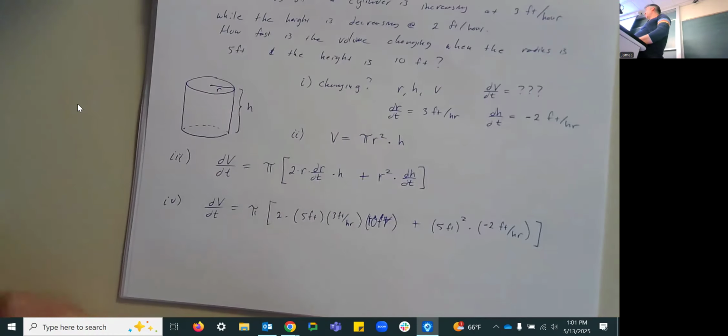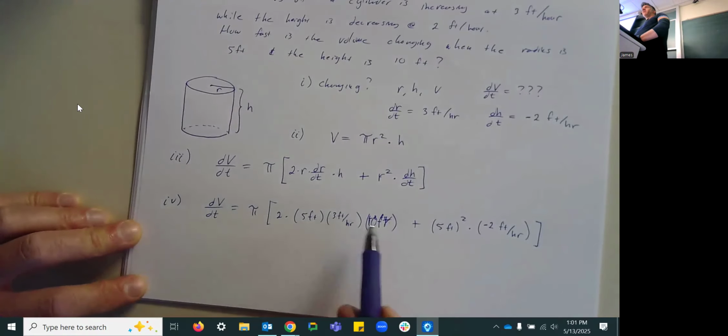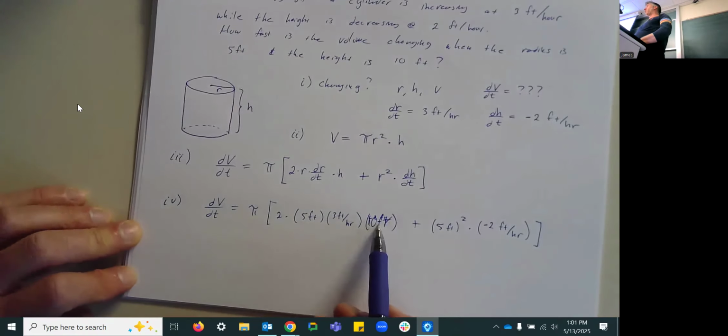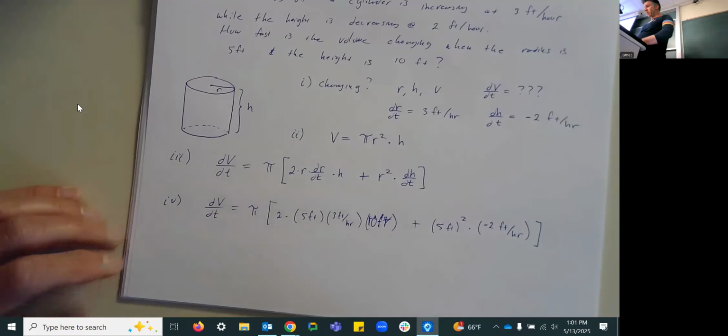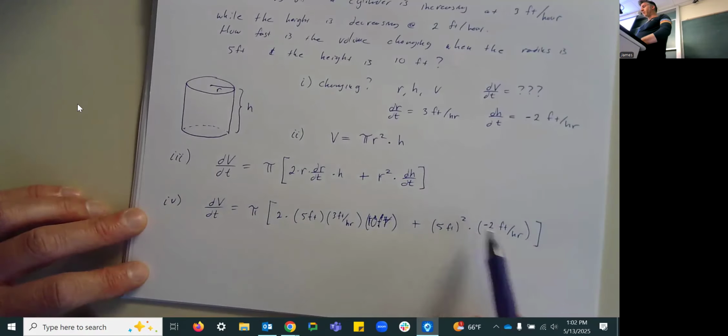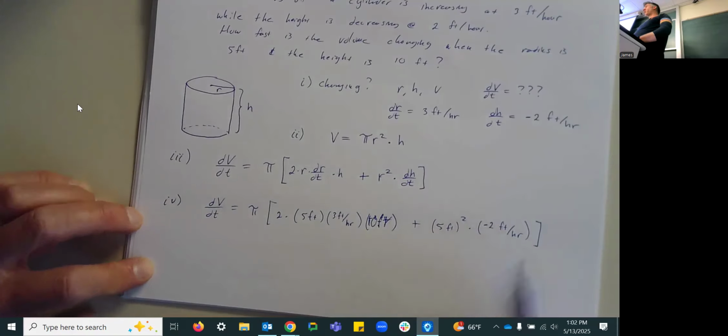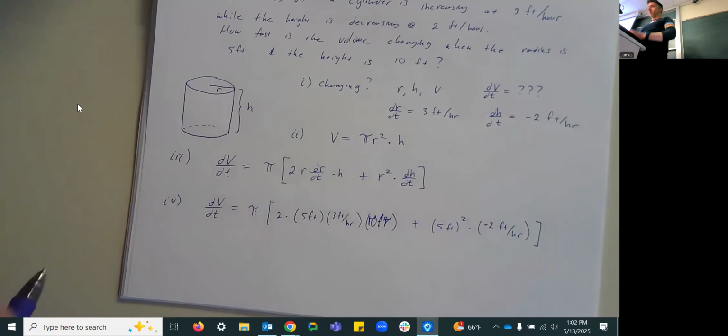I did write the units here because I wanted to point out we do get the right units. If we multiply feet times feet per hour times feet, we get feet cubed per hour, how our volume is changing. Same deal here. Feet squared times feet is feet cubed per hour. So they're both in cubic feet per hour.